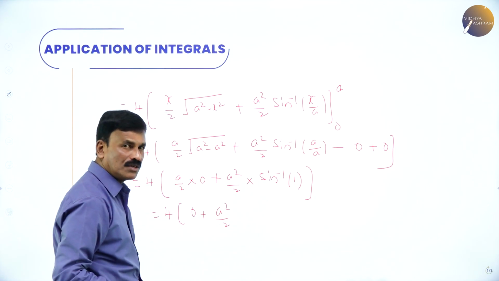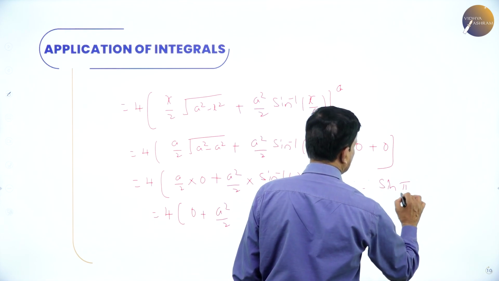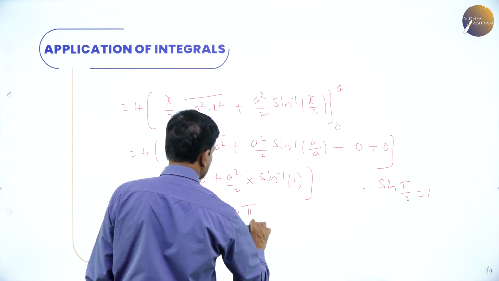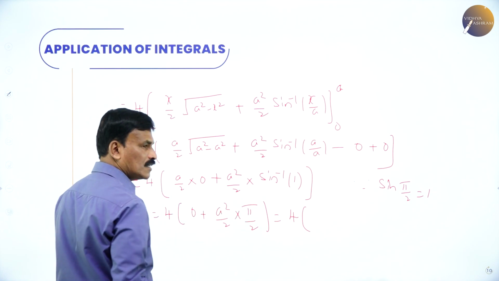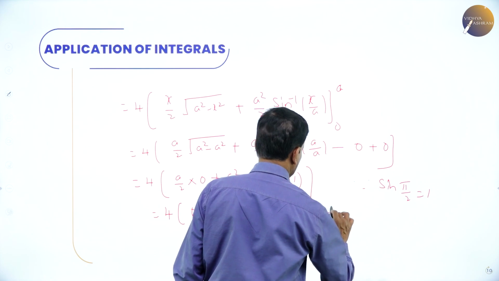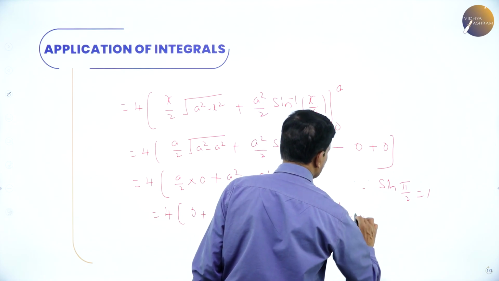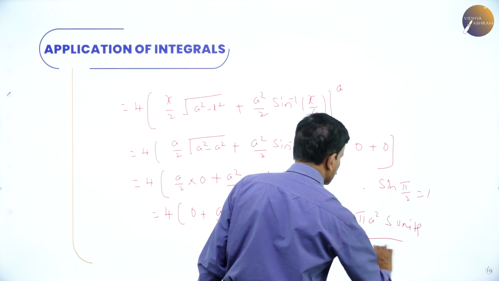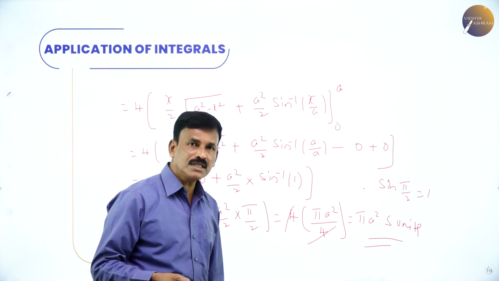plus a square by 2 into, what is sine inverse of 1? Since sine inverse of 1 is 90 degrees, sine 90 is equal to 1. Sine inverse of 1 is equal to pi by 2. So this is equal to 4 into 0 plus any number is the same number, you will get a square by pi a square divided by 2 into 2 is 4. 4 and 4 get cancelled. Pi a square units. So therefore the area of the circle is pi a square units.